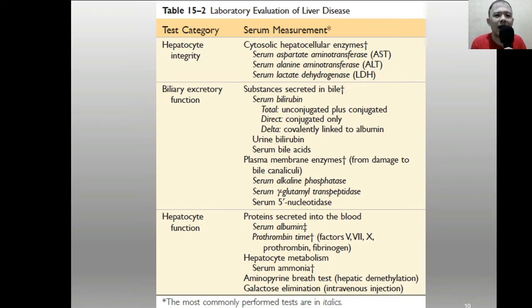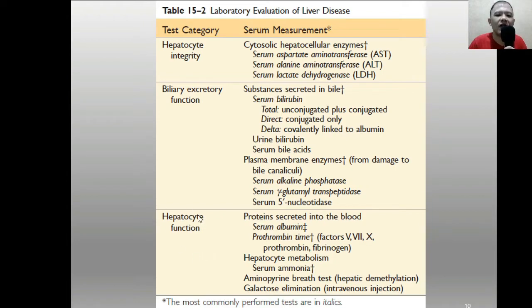Second is biliary excretory function. Okay, again, these are enzymes. So I'm pertaining to these. Okay, we have alkaline phosphatase, GGT, and 5'-nucleotidase. Okay, that leak out of the damaged biliary epithelium. Okay, we also have bilirubin. Okay, for example, there is obstruction. Okay, you will have increase in bilirubin. Okay, for example, if there is a hemolysis, you have increased bilirubin also.